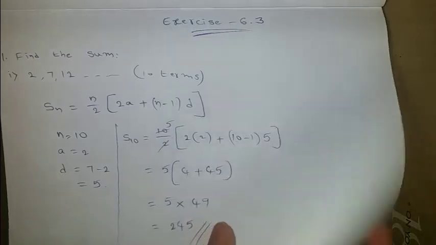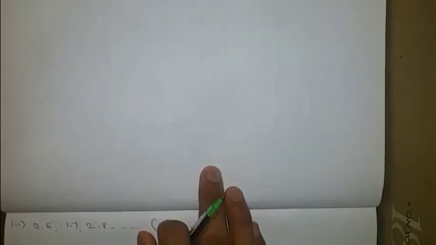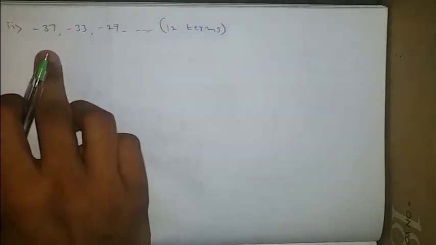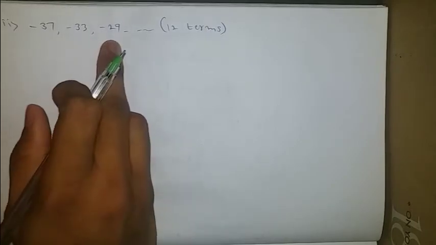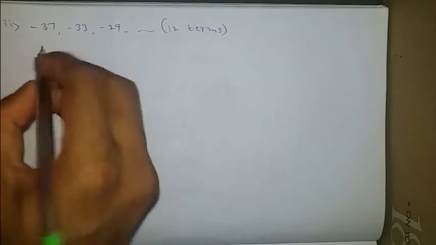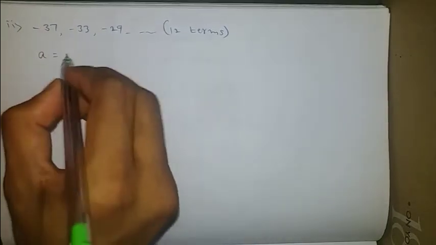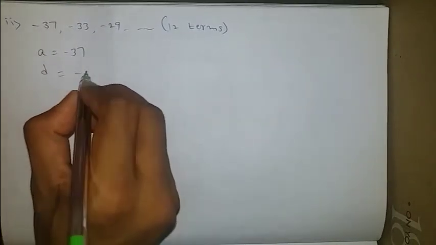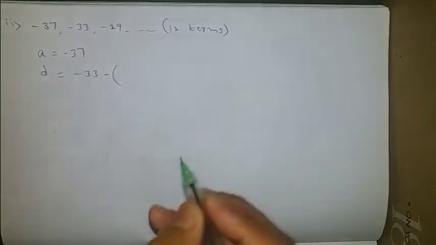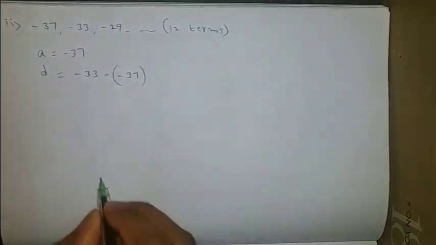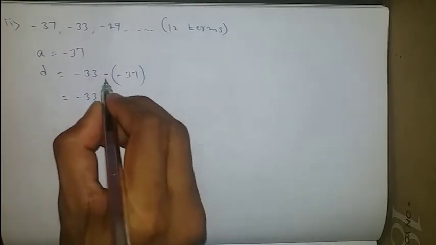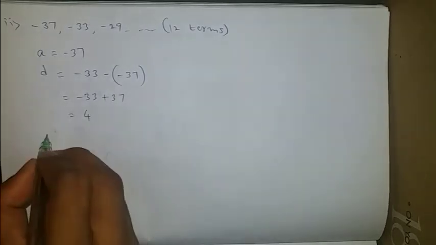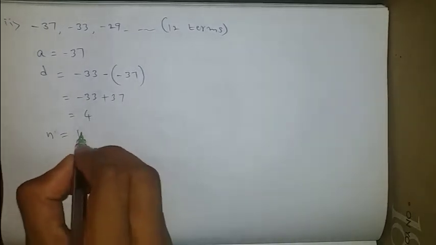Okay, let's move to the next question. The given progression is minus 37, minus 33, minus 29, continuing till 12 terms. So from this, a is equal to the first term, minus 37. d, the common difference, is second term minus 33 minus first term minus 37, which is minus 33 plus 37, that is 4, and n, the number of terms, is 12.